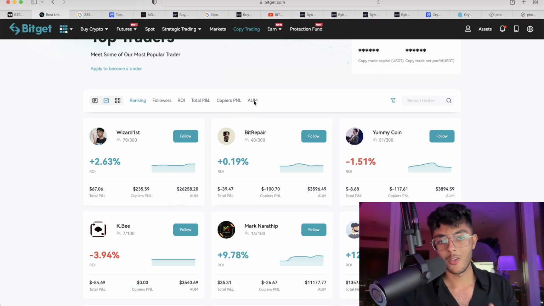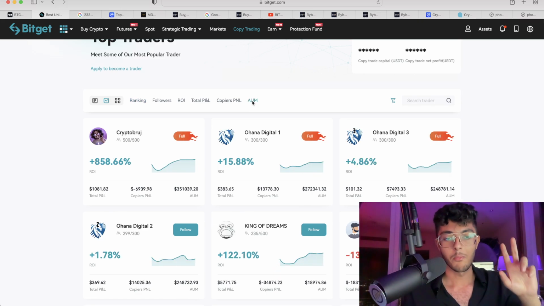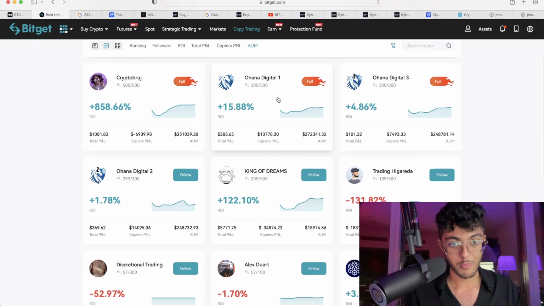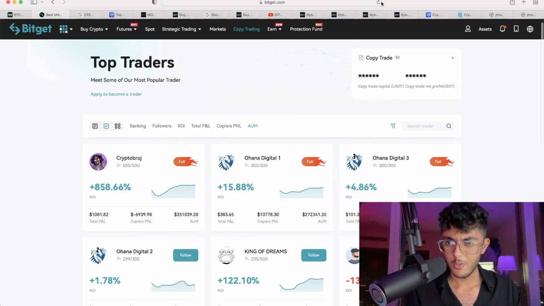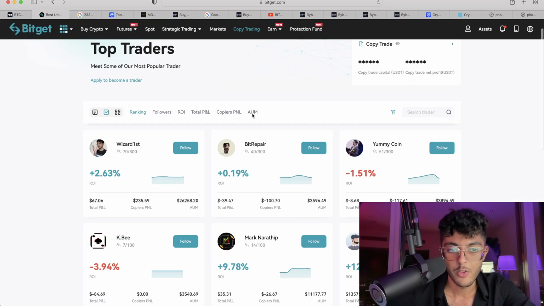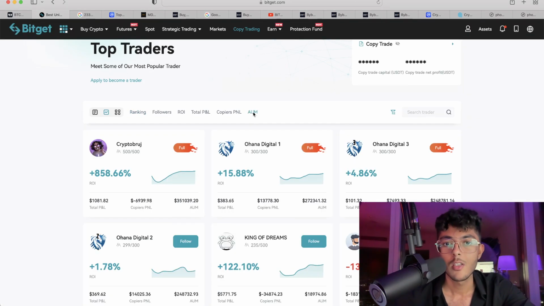The first thing I want to do is just head over to AUM. This means assets under management. I'm going to press this again because it's not loaded up correctly. Oh no, it has loaded up correctly. My bad, that was my mistake. Let me just double check this actually. Let me reload the page, because I saw different data when I tried this.